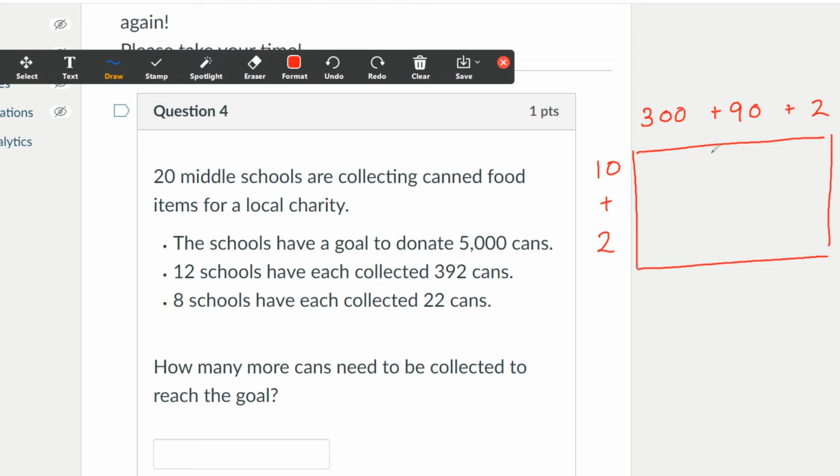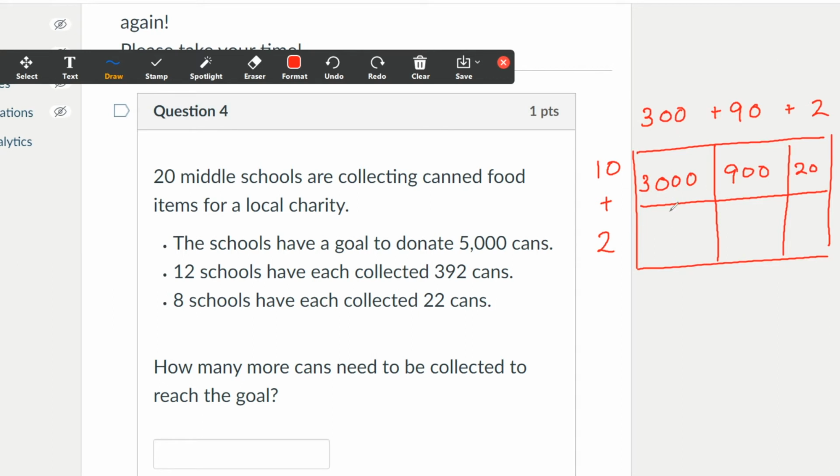Set up our area model. Draw the lines where the plus signs are. And we have 10 times 300. That's 1, 2, 3 zeros. 1 times 3 is 3. Over here we have 10 times 90. That's 1, 2 zeros. 1 times 9 is 9. Over here we have 10 times 2, which is going to be 20.